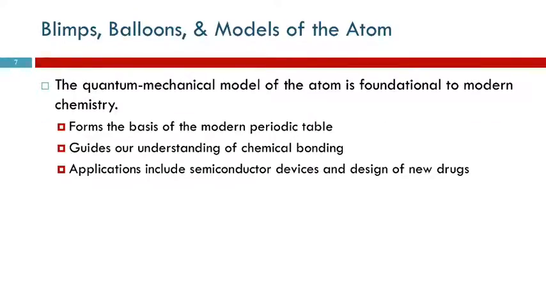So the quantum mechanical model is very, very important in modern chemistry. It's the basis of the modern periodic table. It guides our understanding of chemical bonding. The applications are mind-boggling, including semiconductor devices, which without semiconductors, that cell phone in your pocket would not exist, and the design of new drugs. And Schrodinger's cat. I have a great video about Schrodinger's cat.